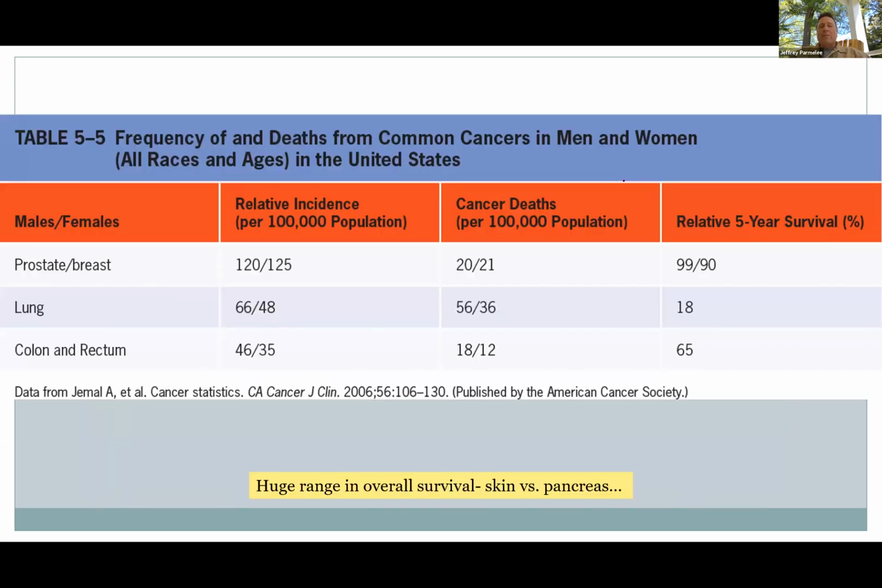So looking at frequency and how bad this is, how bad are the different cancers? You can see lung cancer, we're talking about 5-year survival rates. Wow, really bad. As opposed to prostate cancer, 99%.